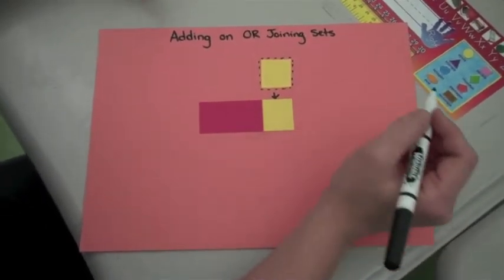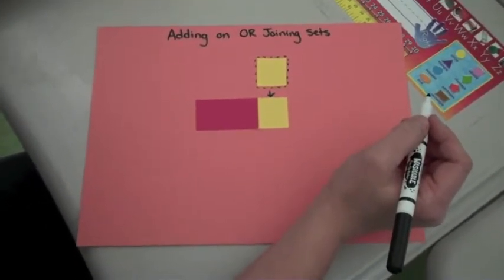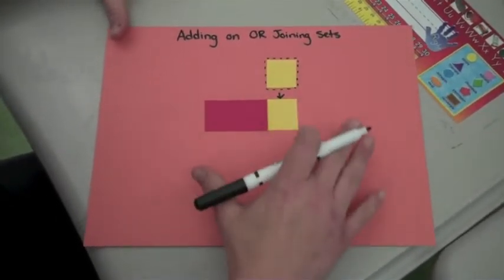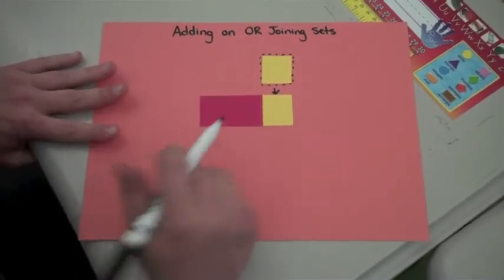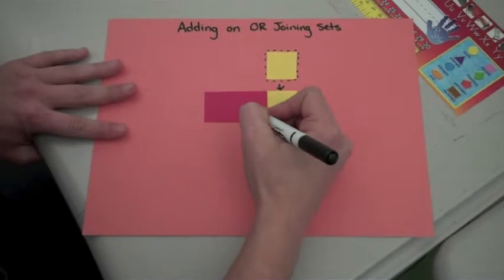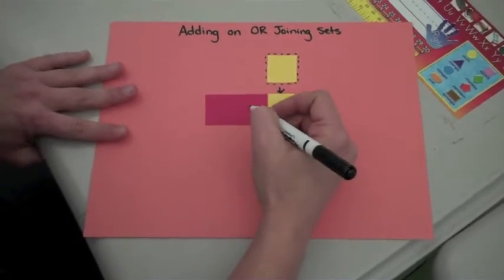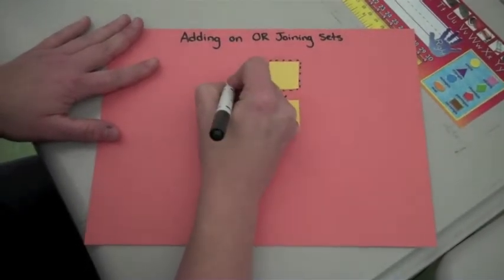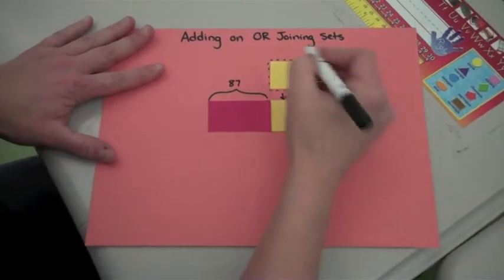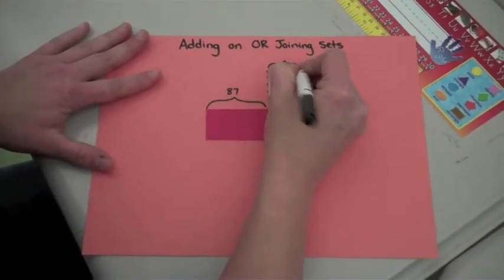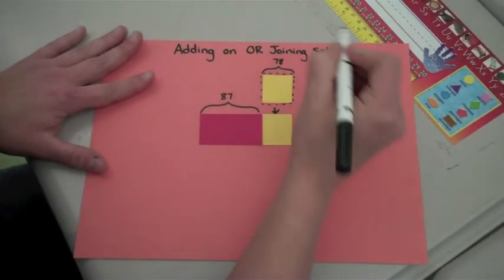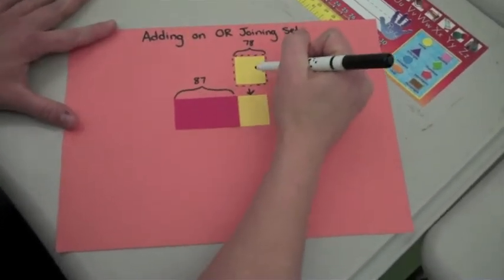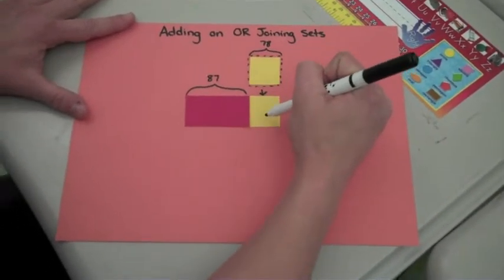Hi, the students in 2JK are now learning how to use a bar model to add on or to join sets. So what we're looking at here is clearly two different sets of numbers represented by the bar. So I'm going to have the red bar represent the number 87, and I'm going to have the yellow bar represent the number 78.